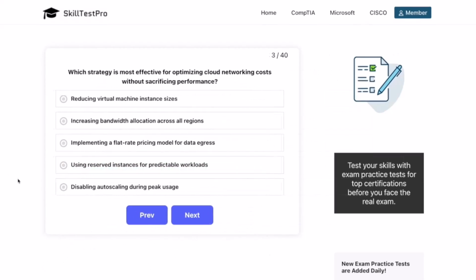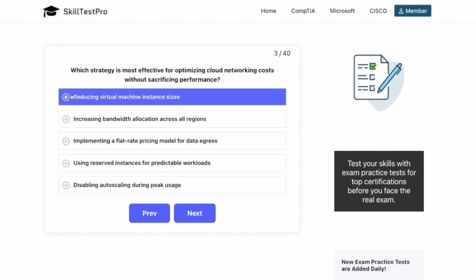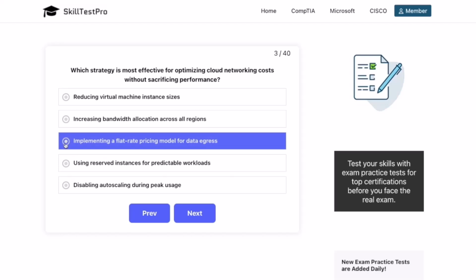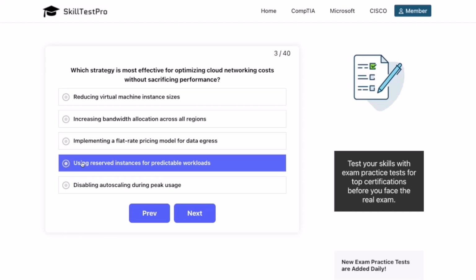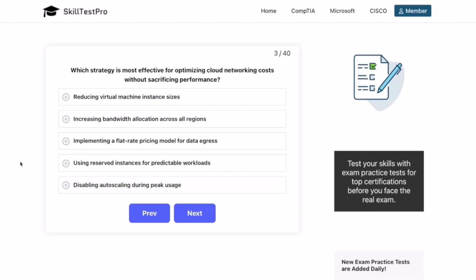All right, question 3. Which strategy is most effective for optimizing cloud networking costs without sacrificing performance? Reducing virtual machine instance sizes? Increasing bandwidth allocation across all regions? Implementing a flat rate pricing model for data egress? Using reserved instances for predictable workloads? Or disabling auto-scaling during peak usage?